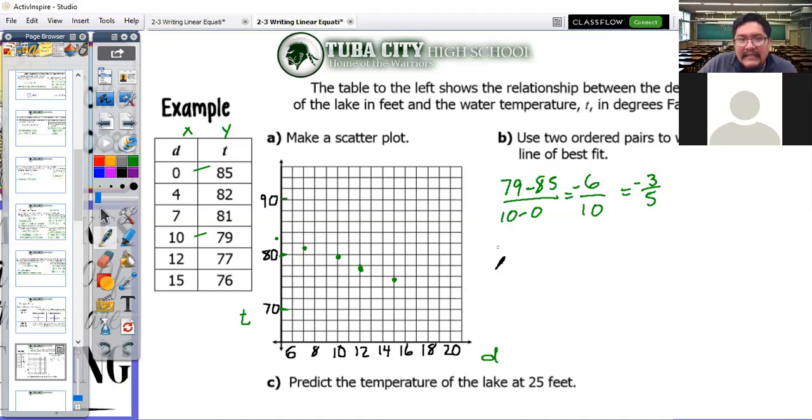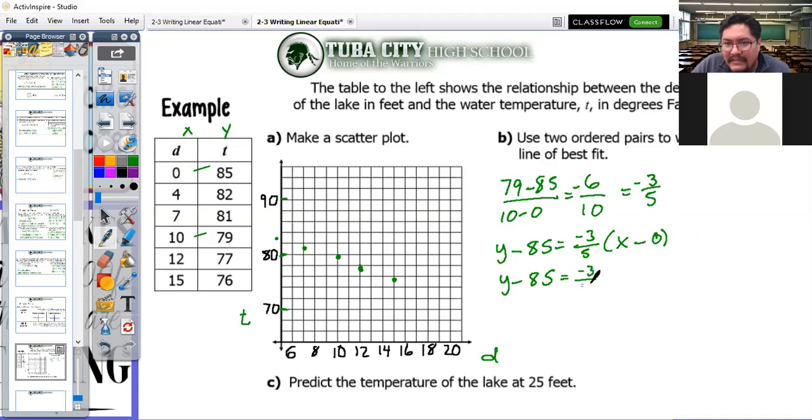Now let's go ahead and plug in one of these, so y minus, and I'm going to have to use the y value. I'm going to go with this one here, so y minus 85 equals negative 3/5 x minus, and then the value that goes with that one is 0. And that makes it pretty easy because I don't have to do a lot of multiplying, because negative 3/5 times 0 is going to be 0. There's not going to be anything there, which makes it really easy to add a number to, which in this case I need to add 85 to that number.